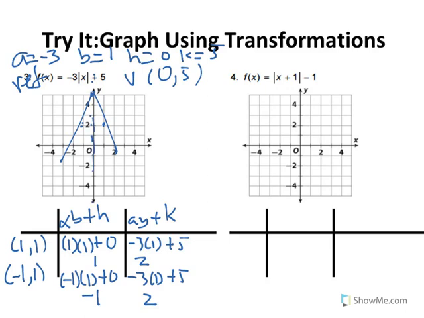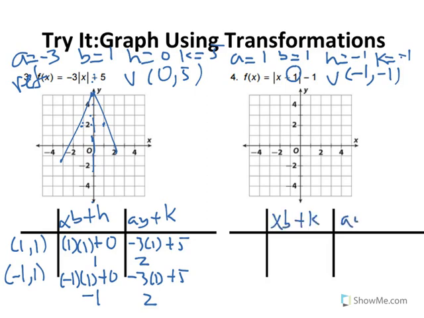Okay, number 4. So A is 1, B is also 1, H is negative 1, so be careful with this. K is negative 1, so then the vertex is negative 1, negative 1. So we have xb plus h and ay plus k, my mistake.